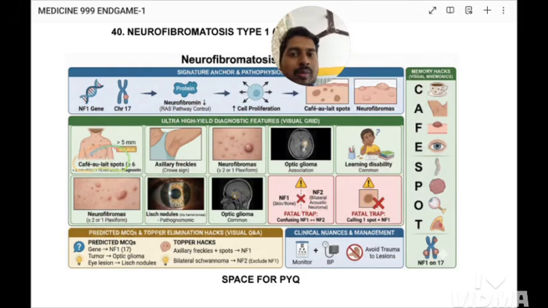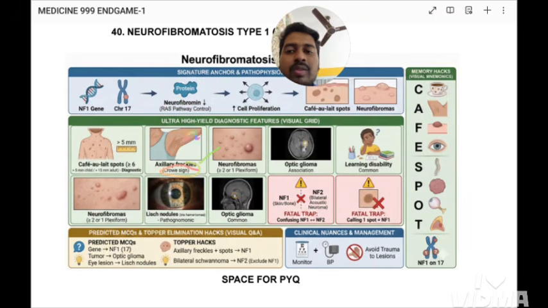One is café-au-lait spots. Now how many? It should be more than 5 mm in a child, first criterion, and in an adult it should be more than 15 mm. That is diagnostic. And how many should be there? Total 6 or more. So 1 or 2 café-au-lait spots have no meaning. So it should be more than 5 mm, and more than 15 mm in adults.